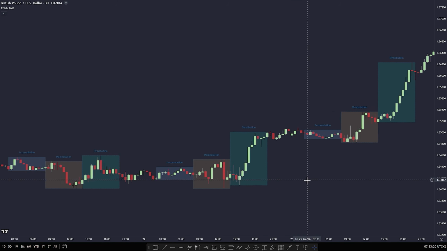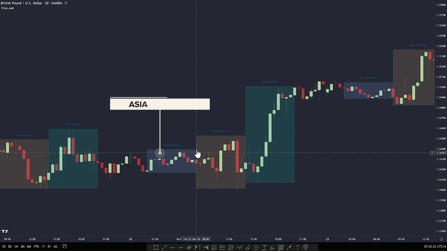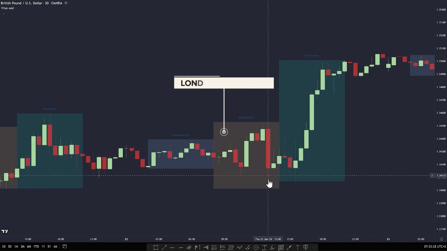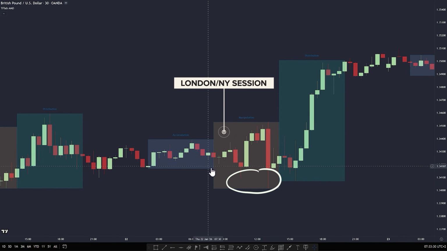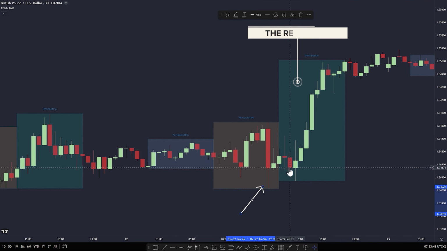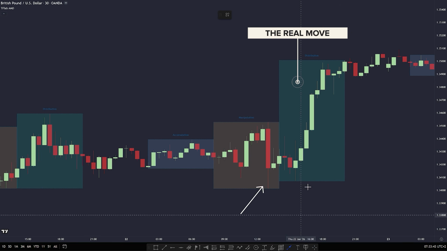Here's the framework. Asian session is accumulation, quiet, range-bound, smart money building positions. London or New York Open is manipulation. Price spikes against the real move. This is the stop hunt. 90% of retail gets trapped here. Then comes distribution, the real move. That's where money is made.